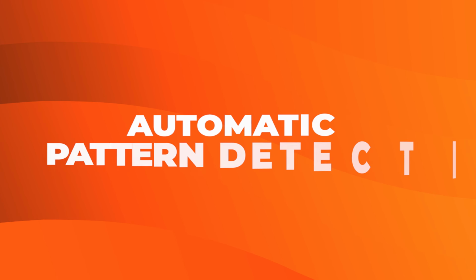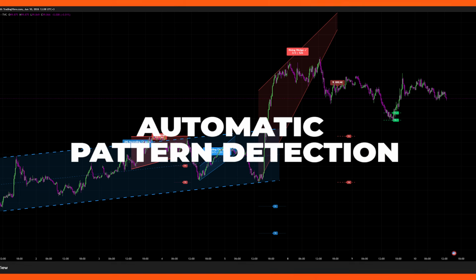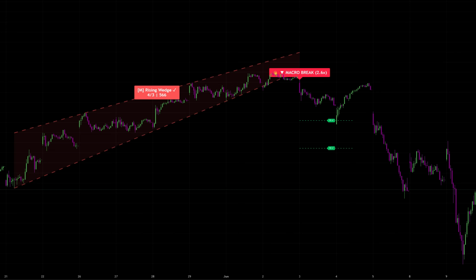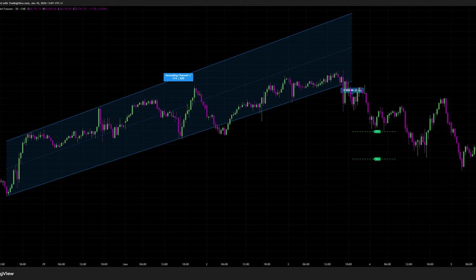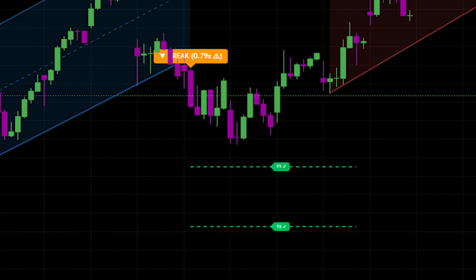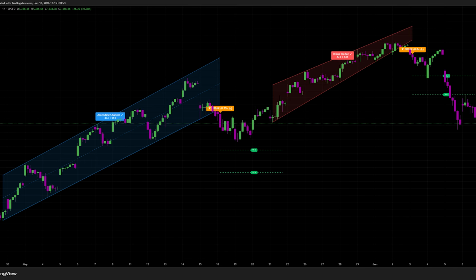Feature number 1, automatic pattern detection. First thing this indicator does, it detects 4 structural patterns automatically in real time: rising wedges, falling wedges, ascending channels, and descending channels on any asset, any time frame, without you drawing a single line. Look at this example. The indicator scans the entire chart and identifies the structural patterns present right now.